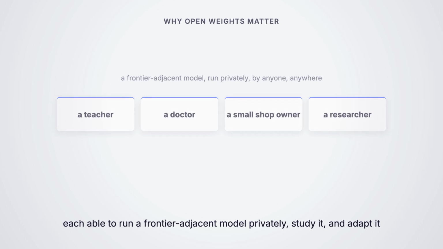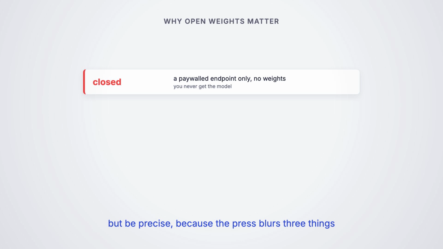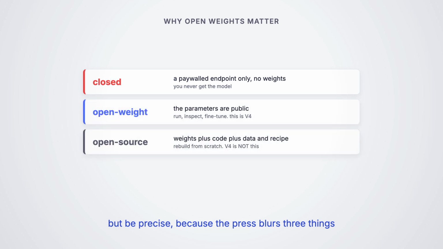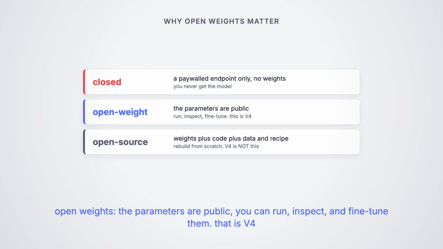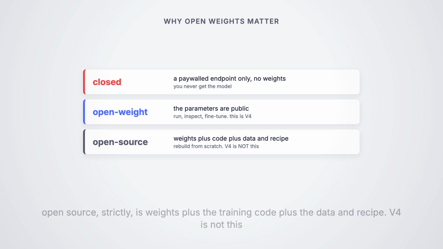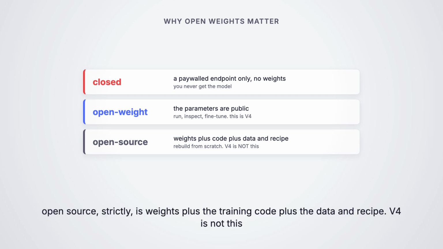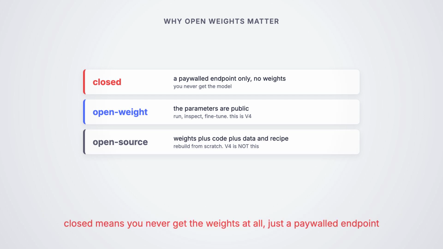But be precise, because the press blurs three things. Open weights means the parameters are public, so you can run, inspect, and fine-tune them. That is V4. Open source, strictly, means weights plus the training code plus the actual data and recipe to rebuild from scratch. And V4 is not this, because the training data and full serving stack were not released. Closed means you never get the weights at all, just a paywalled endpoint. So the right label is open weight, not open source.